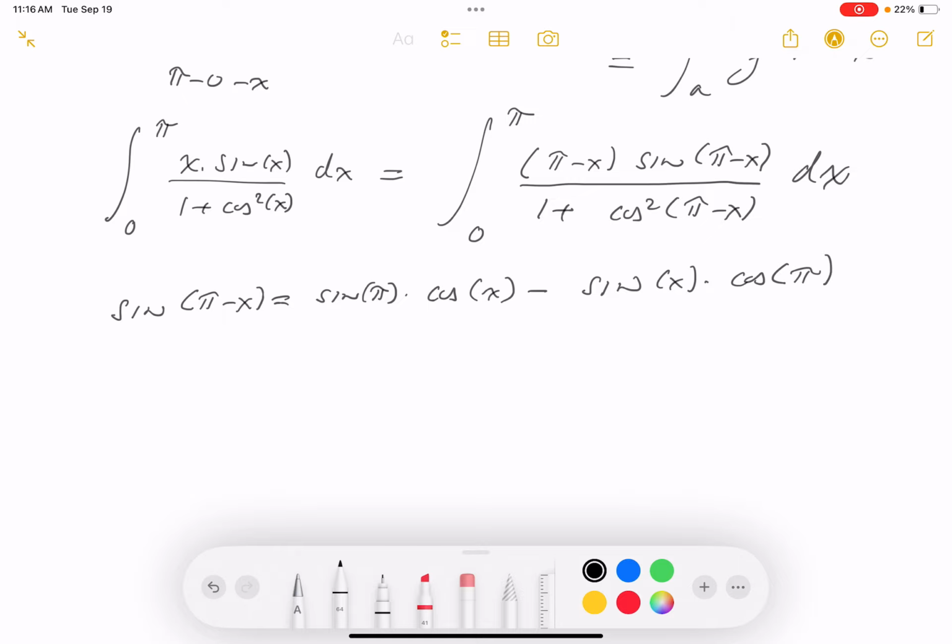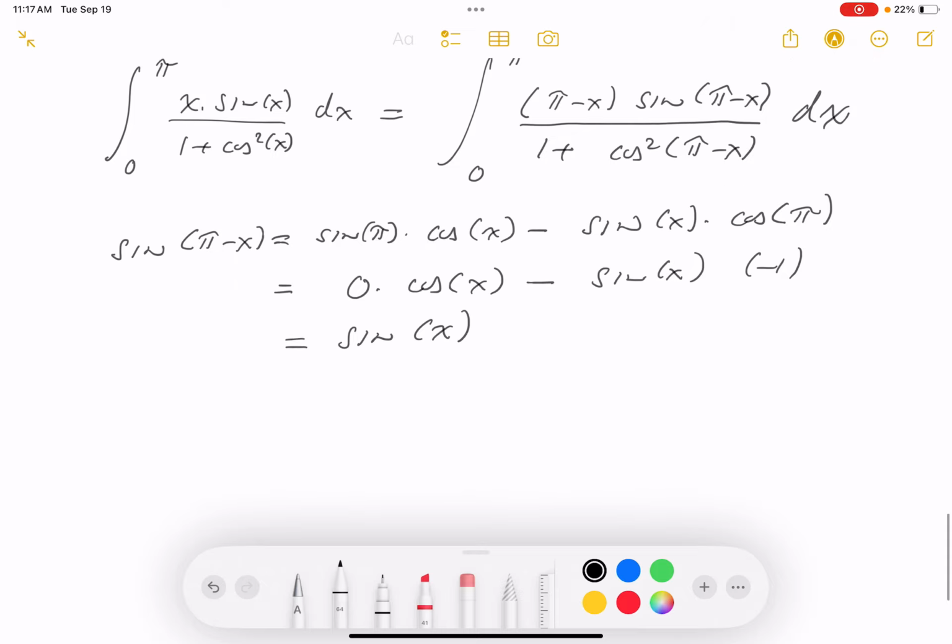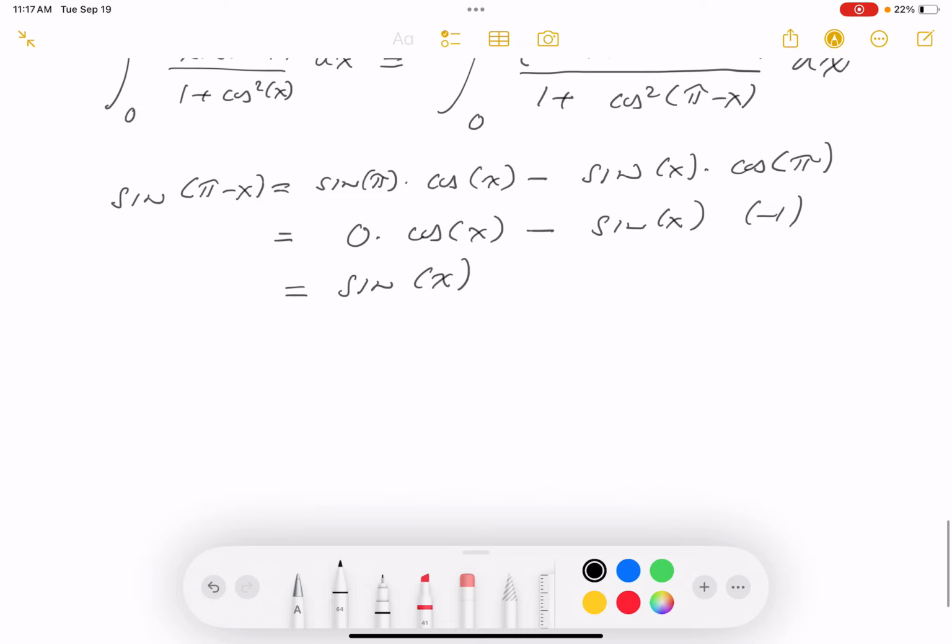All right, I think I did okay there. What's sine of pi? It's 0 times cosine x. This is going to be minus sine x. And what's cosine of pi? Minus 1. Well, lo and behold, this is just equal to sine x. That's an important fact, by the way. I'll take care of that later, but right now I'm going to do the cosine of pi minus x.